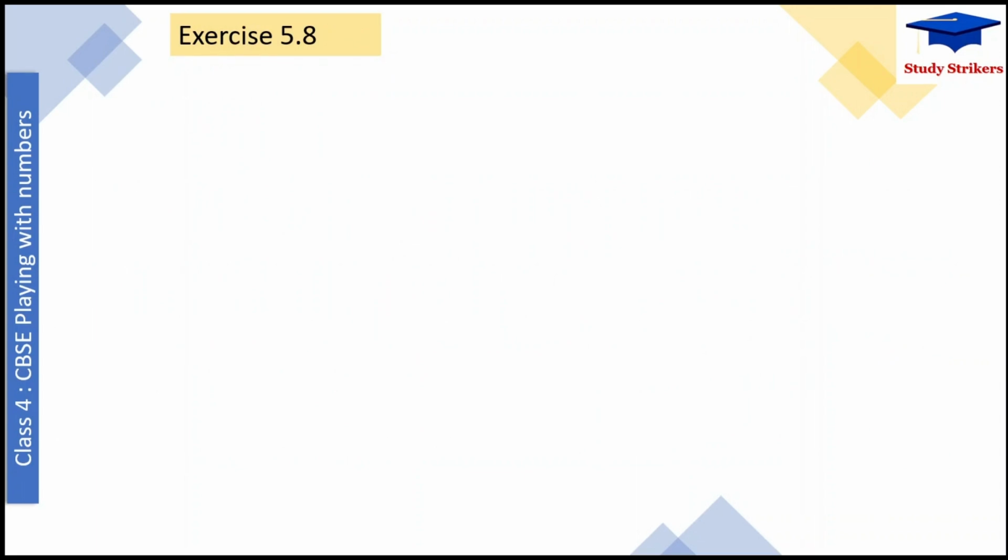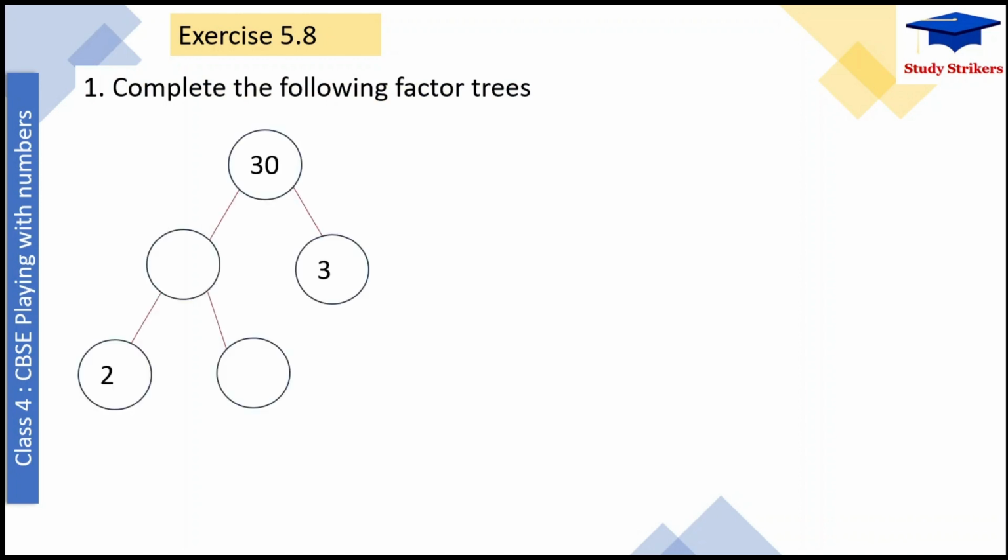Now we will start with exercise 5.8. We have to complete the factor trees. Here we are given 30. One of the factors of 30 is 3. If we divide 30 by 3, we will get 10. So here we got another factor as 10. Now we are given 2, which is one of the factors of 10. If we divide 10 by 2, we will get 5. So this is how we complete the factor tree.